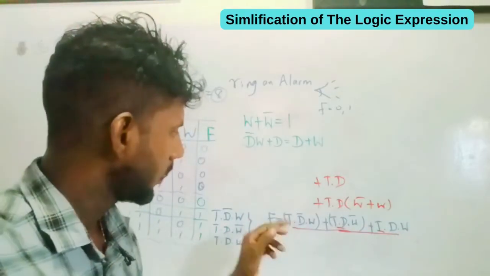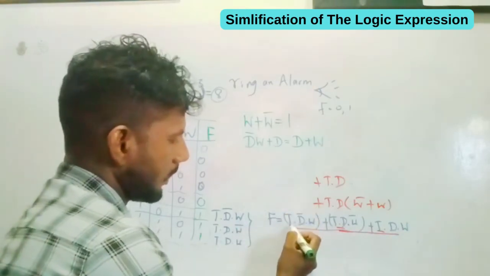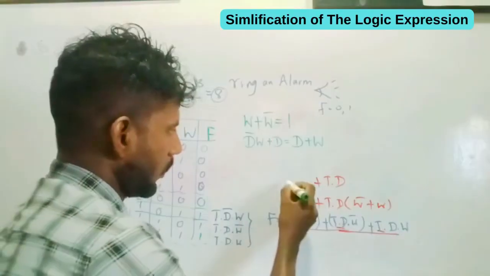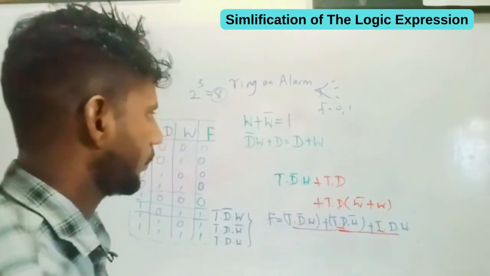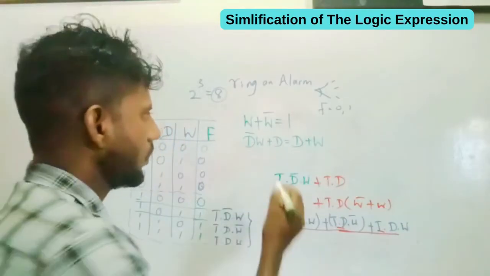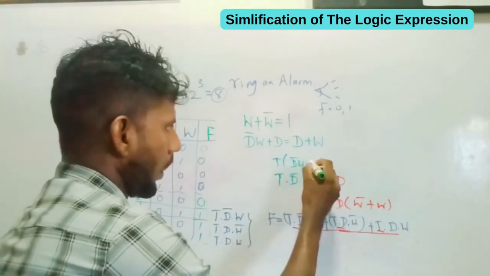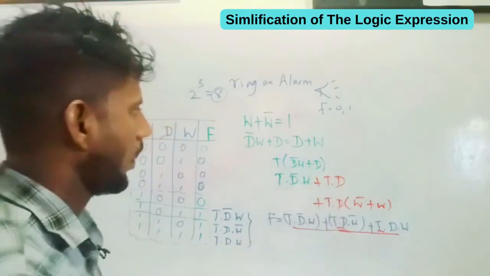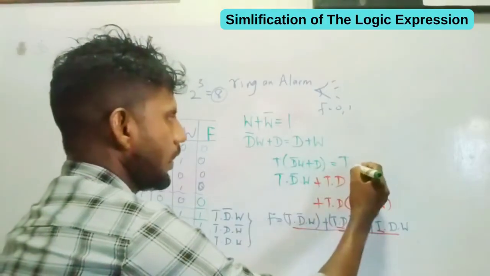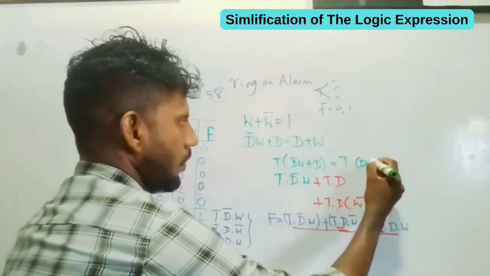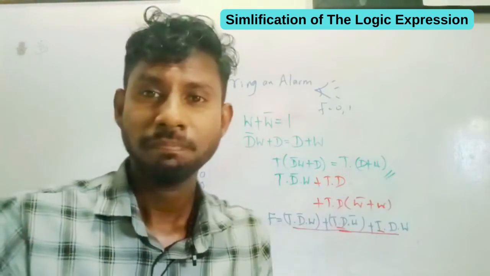The next part, T, I'll keep it here. So T dot D bar dot W. So here we have T dot D bar dot W. What's common? T is common, right? So I'm going to take out T common. T bar W plus D, that's equal to D plus W. So T dot (D plus W), simply this is the expression they are looking for.